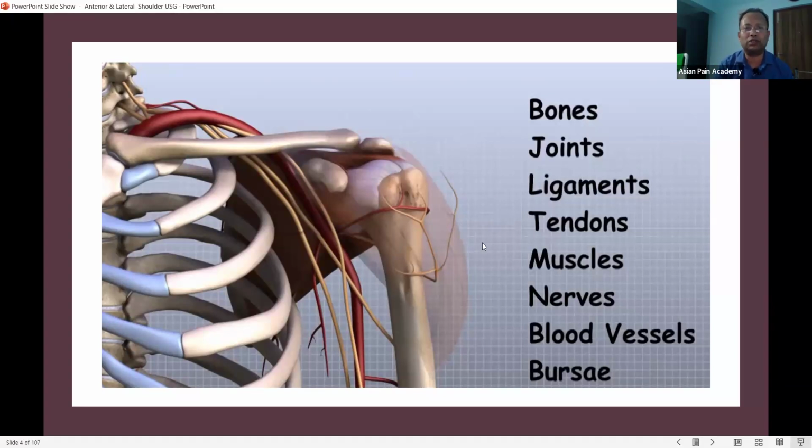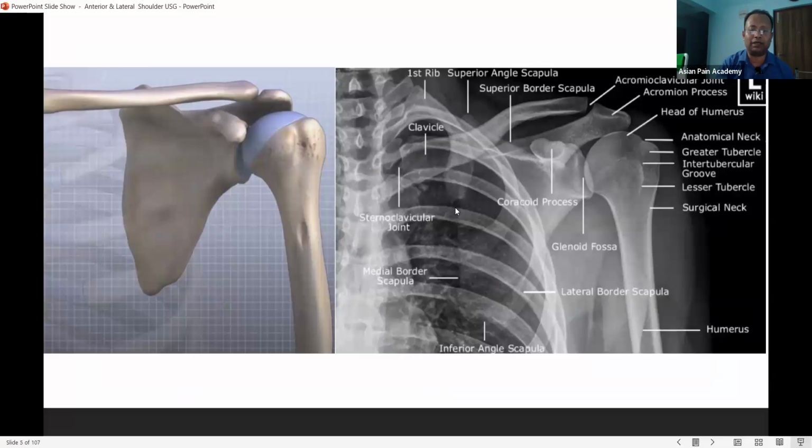So here we know which bones are involved. This is the clavicle, this is the scapula, and this is the humerus. Everyone knows that. These three bones are actually involved when we say that it is a shoulder joint. The actual shoulder joint is the glenohumeral joint. When we are talking about shoulder joint pathology, say the shoulder joint is having some problem, arthritis or something, then we mean actually the glenohumeral joint.